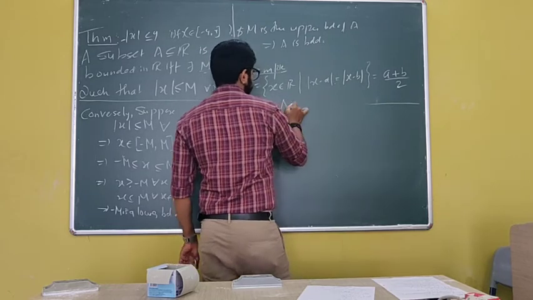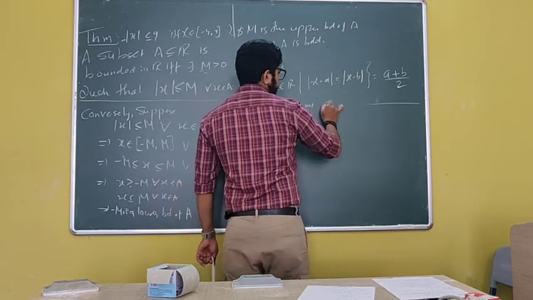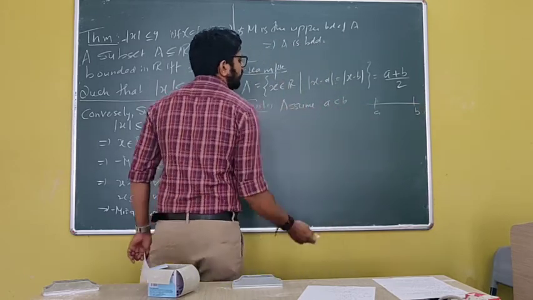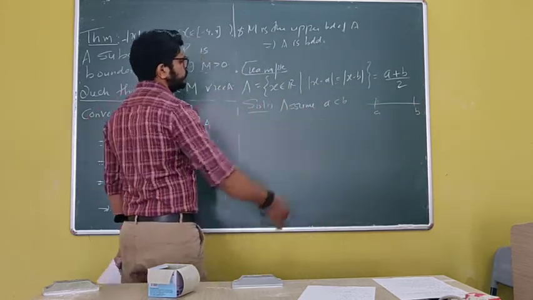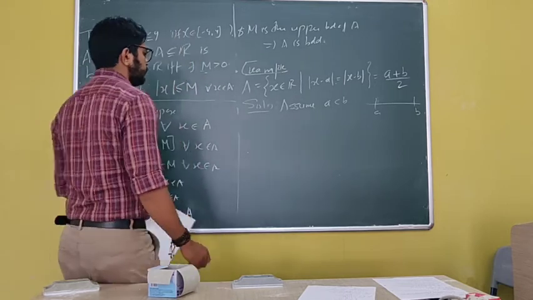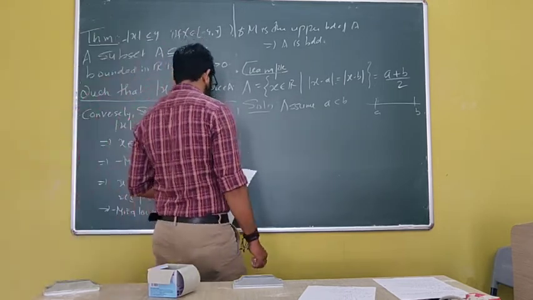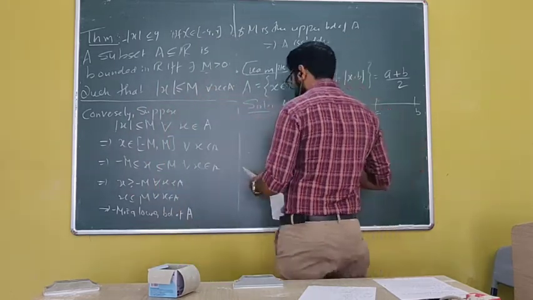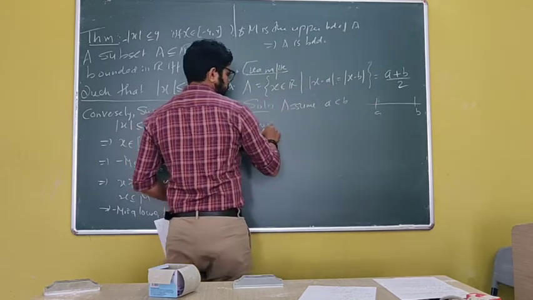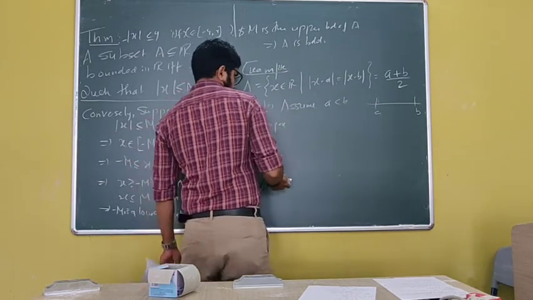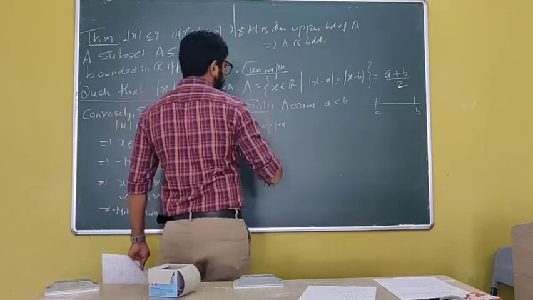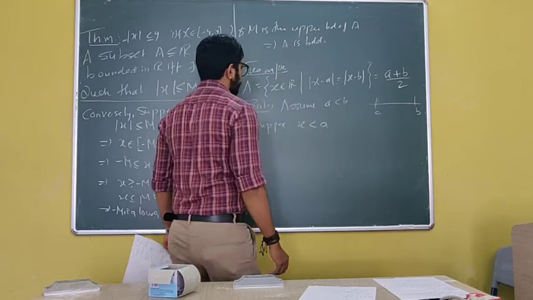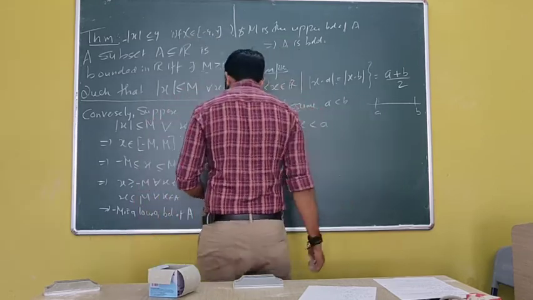So assume a is less than b. It doesn't really change anything. If this is true, then it has to be the midpoint. So suppose I don't know where my x lies. Suppose x lies outside [a, b]. Then what would happen?